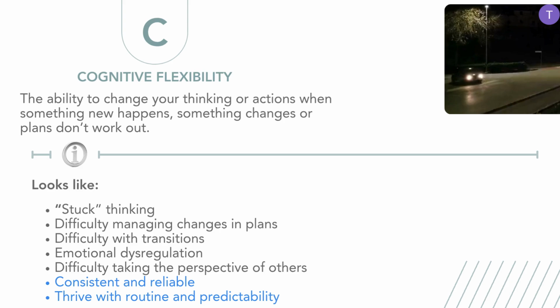So this looks like kids that get really stuck thinking. When they've decided something, it's really hard to change their minds. We often sort of think of this as that sort of stuck thinking. That's the opposite to a growth mindset. They have difficulty managing changes in plans. They have difficulties with transitions. It might look like a lot of emotional dysregulation. And sometimes they can have difficulty taking the perspective of others.